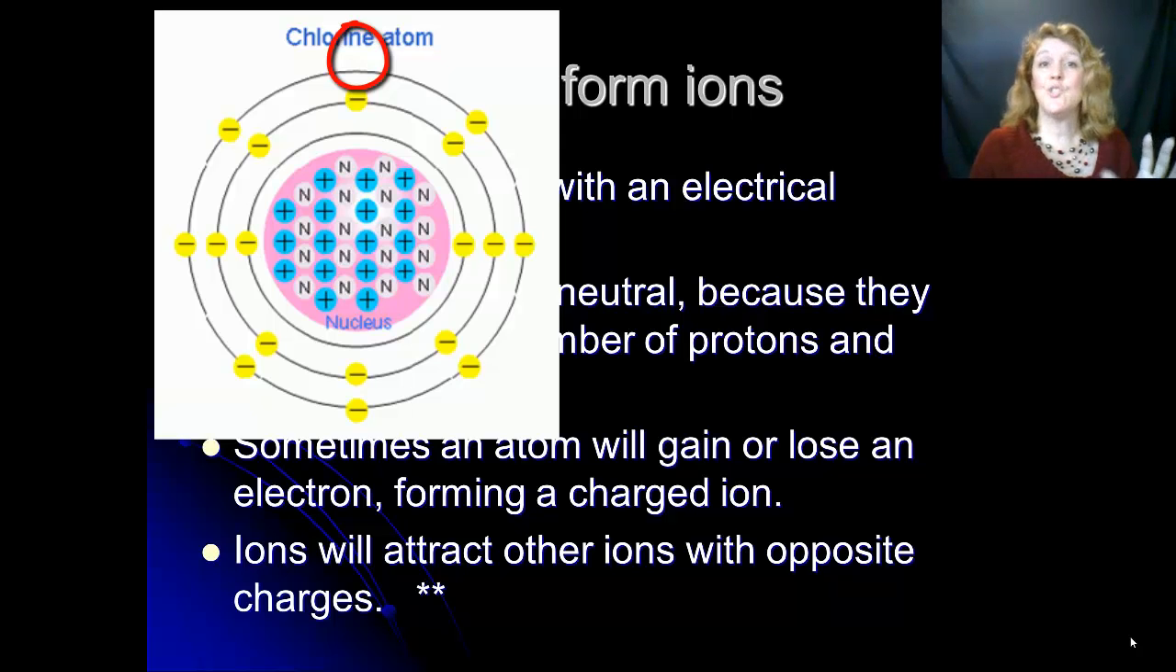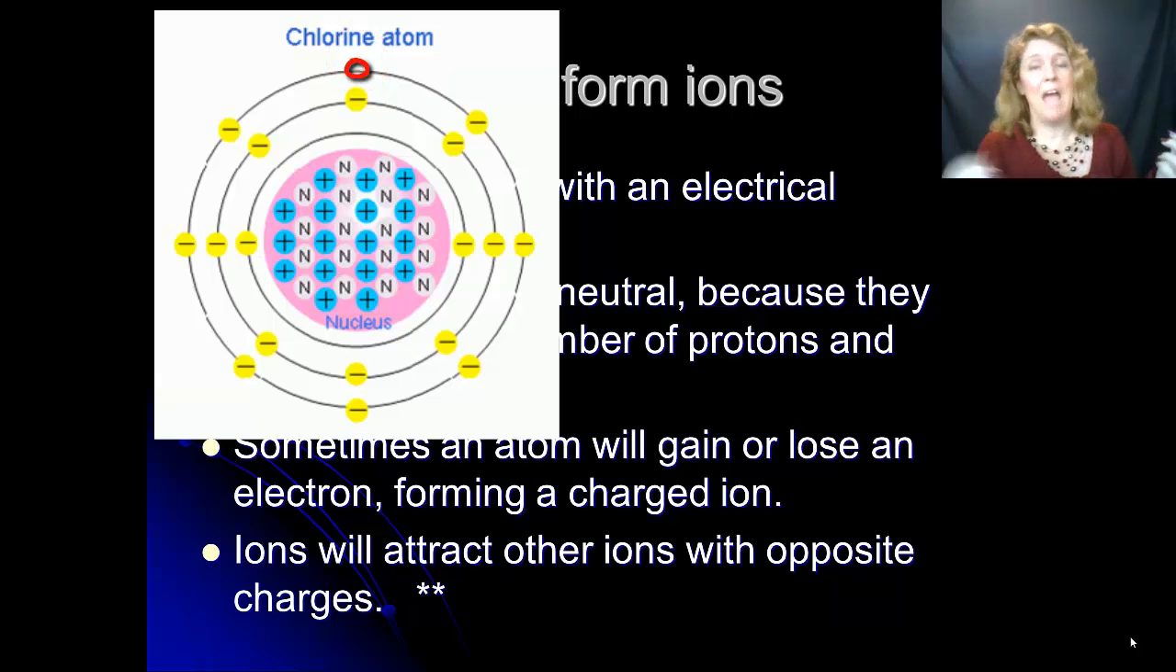It's just waiting for some random unsuspecting atom with an extra electron floating around so it can grab it, and it'll pull it in. Now when it pulls it in, it will have an extra electron, which is an extra negative charge. So now it's a chlorine ion with an extra negative charge.